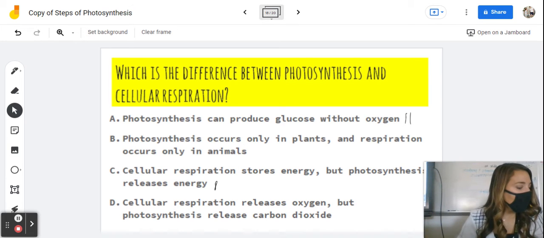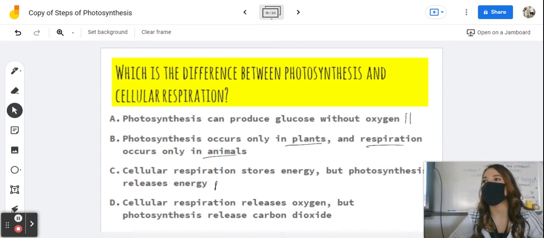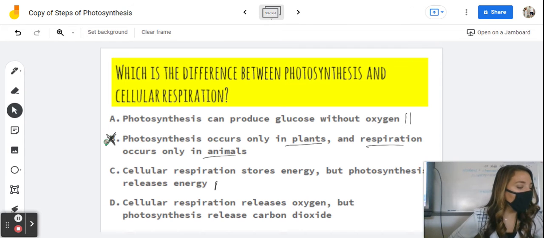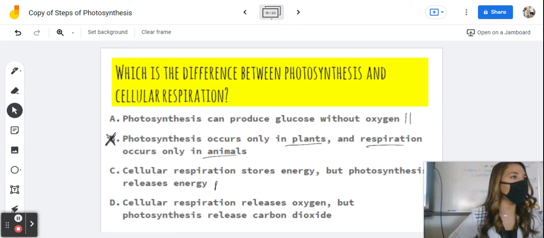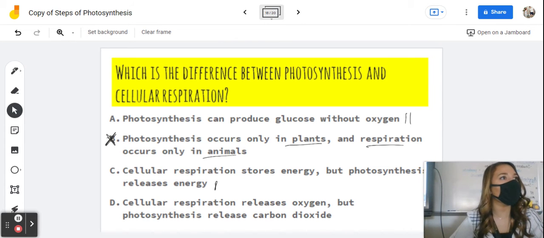No one? Okay. It says photosynthesis occurs only in plants and respiration only in animals. Is that true that cellular respiration only happens in animals? No. Everybody does that, including plants. Let's get rid of B. All right. Anyone going to pick D? Cellular respiration releases oxygen. Is that true? Do you guys make oxygen? Nope. No, you don't. Let's get rid of D.